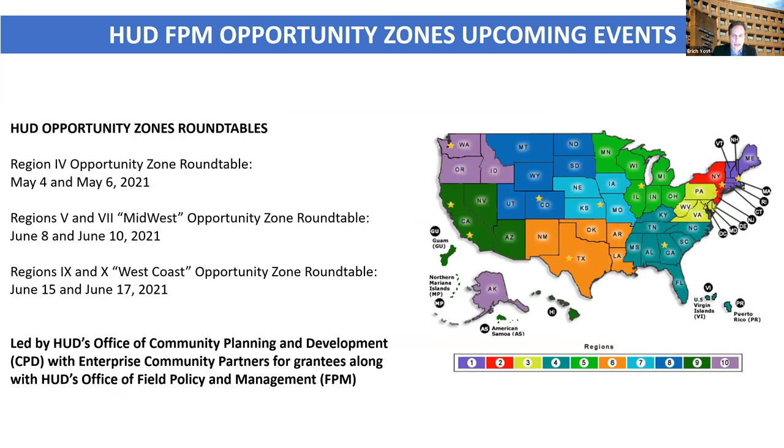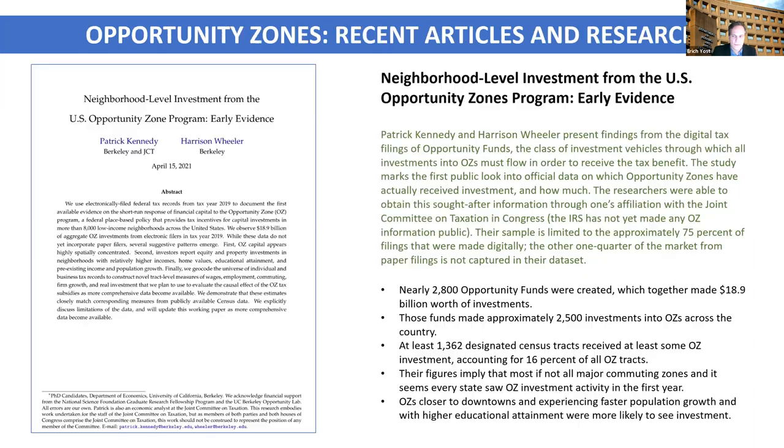We are conducting, as I mentioned, these roundtables. This is the third of a three-part series that we're doing with Enterprise Community Partners in three areas of the country: Region 7 and 5 together, and then our Regions 9 and 10.